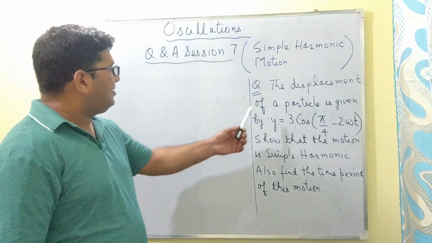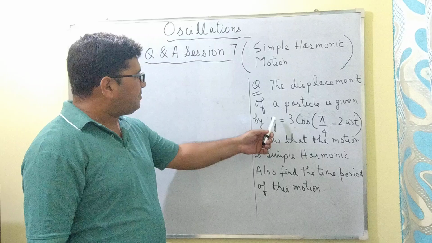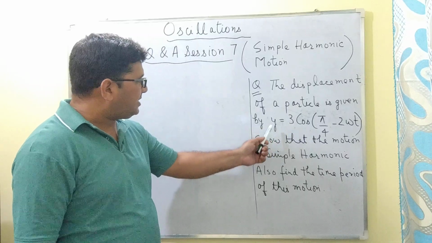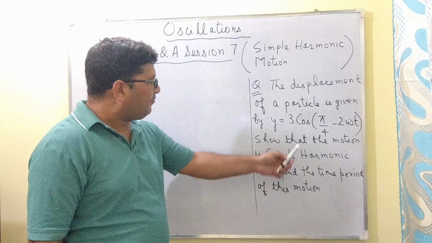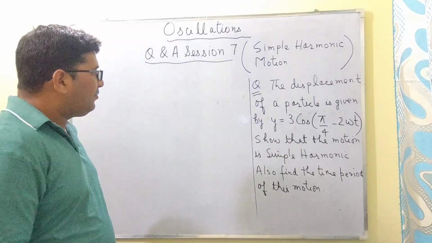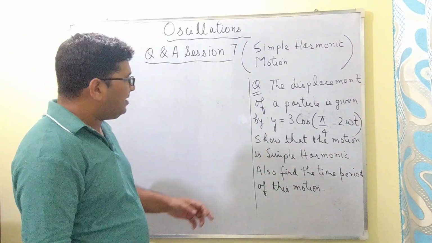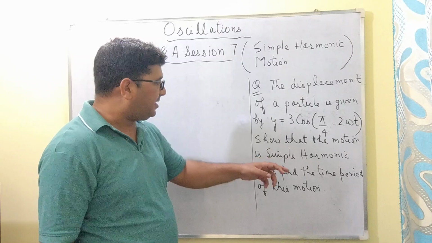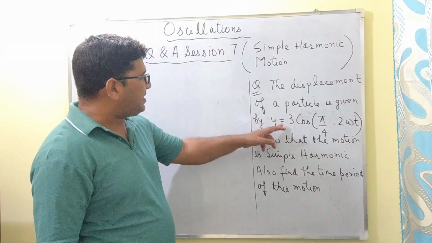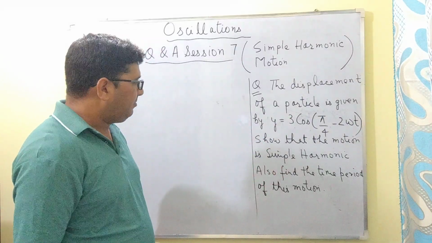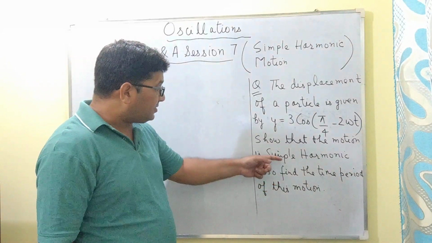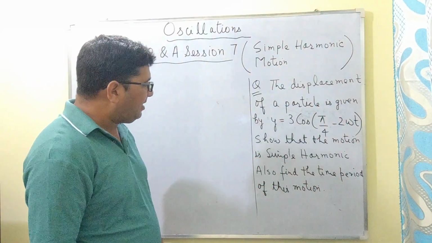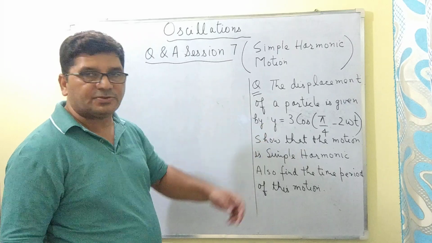So here, the question is: the displacement of a particle is given by the equation y = 3 cos(pi/4 - 2 omega t), where omega is the angular frequency, which is equal to 2 pi upon T, and where T is the time period. And y here is the displacement of the particle at any moment of time. So we have to prove that the motion is simple harmonic, and at the same time we have to find the time period of this motion.